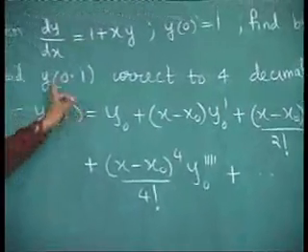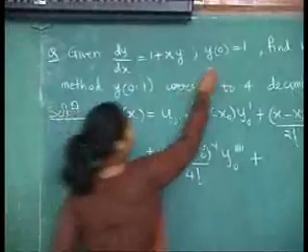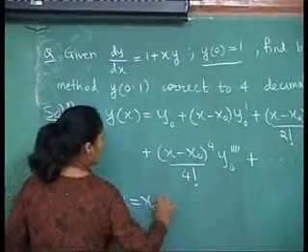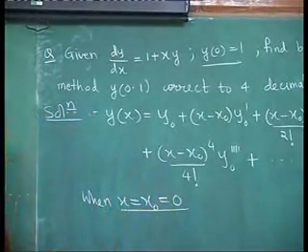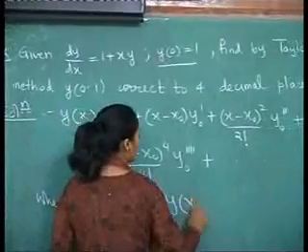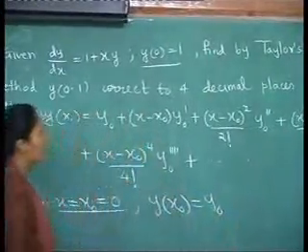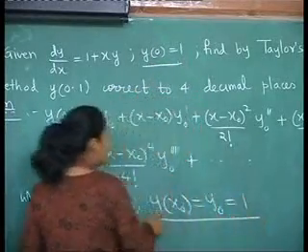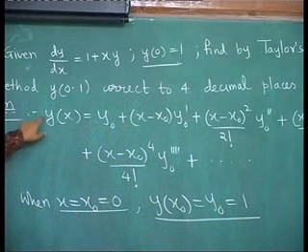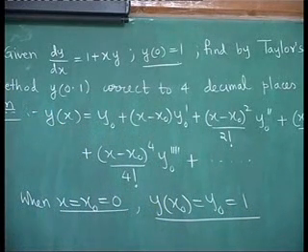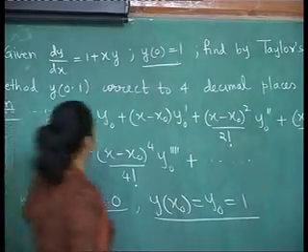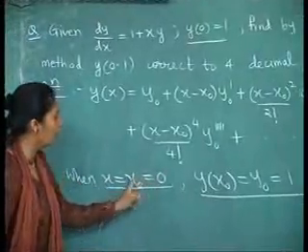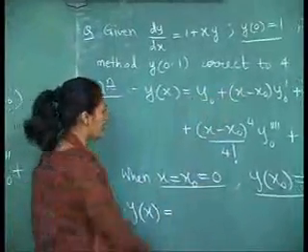Let us see what the initial conditions are. Here, x naught is given to be 0. So when x naught is 0, y at x naught, which we denote by y naught, that means y at 0, is given to be 1. So y naught is equal to 1. So let me substitute in this equation. So y of x, since x naught is 0, let me put x naught equal to 0 in this expression.